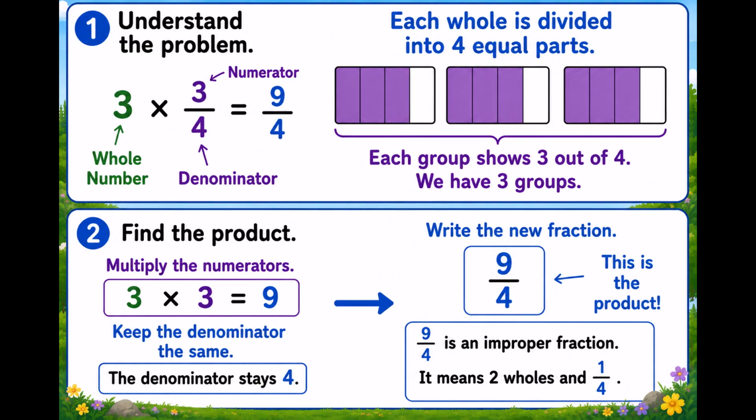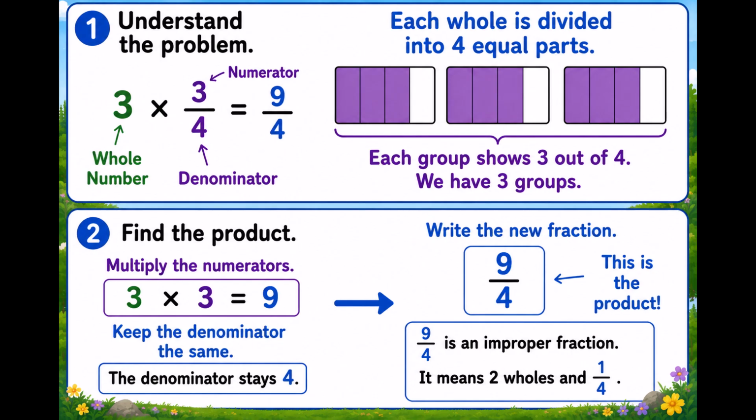So 9/4 is an improper fraction because the numerator is larger than the denominator. So we can also write it as a mixed number, 2 and 1/4. Why? Because we divided to get that answer. We divided the improper fraction to get a mixed number.